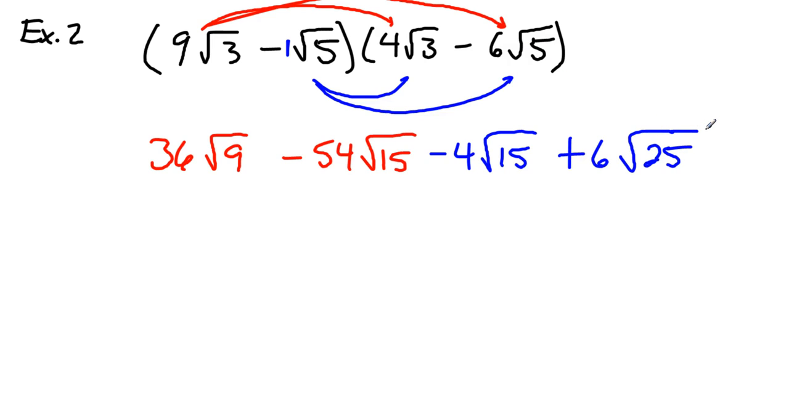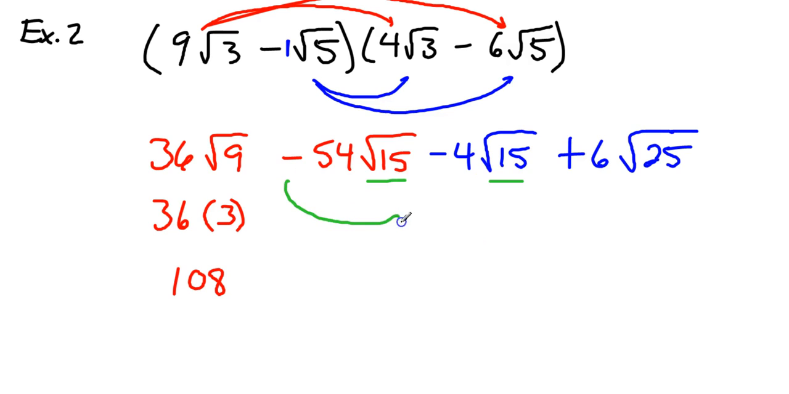Okay, once you've got your 4 terms, now go back and see what you can simplify, because there's something in there you're going to have to be able to break down. You've got 36 times square root of 9. Well, square root of 9 is 3. 36 times 3 is 108. All right, the next 2 square roots. These are already square root of 15, so you can add these 2 together. Negative 54 minus 4, that's a negative 58 square root of 15. And again, if you try to break down the 15, you get 3 times 5. You don't get any pairs of anything, so that's as far as that one will go.